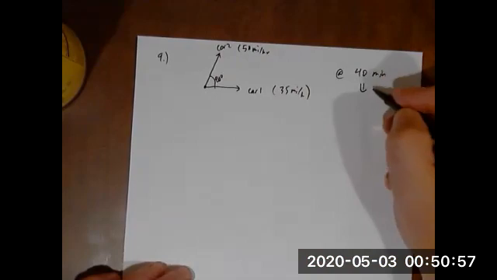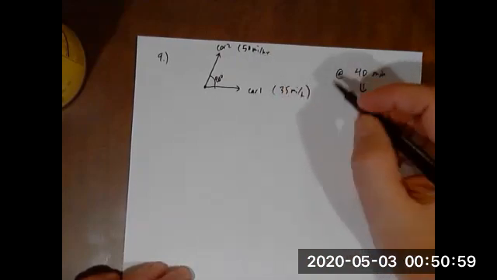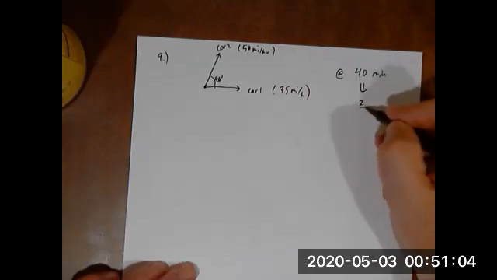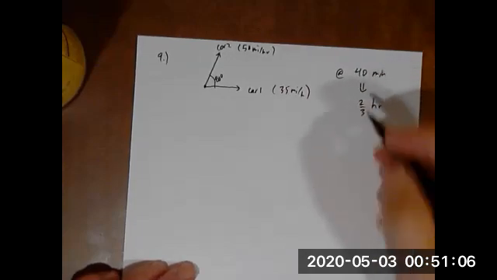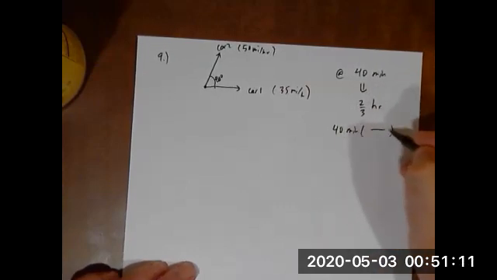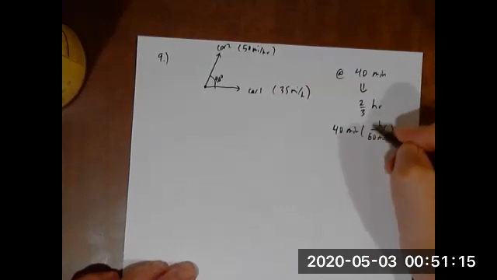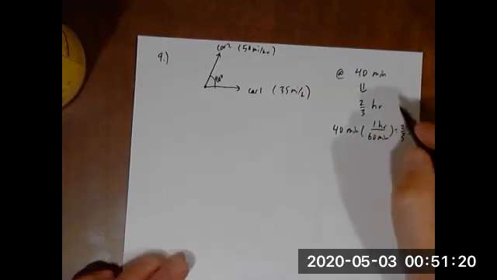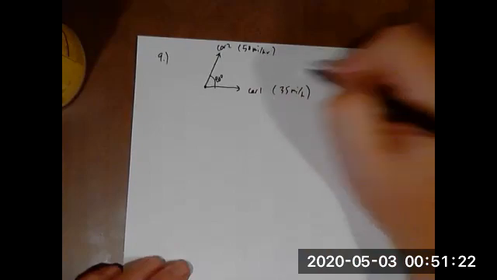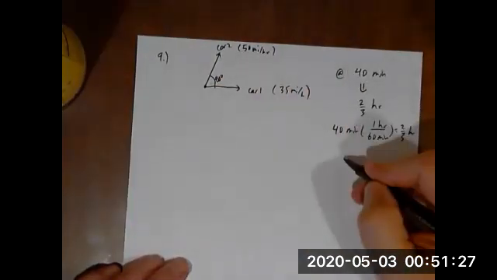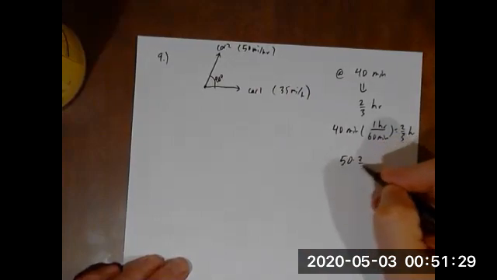Well, for 40 minutes, we need to convert to hours since these are miles per hour. 40 minutes is 2/3 of an hour, right? If you forget how to convert these, unit fraction: 60 minutes is 1 hour, 40 over 60 is 4/6, which is 2/3. So 2/3 times 50 is how far this car has gone. So what's 50 times 2/3?